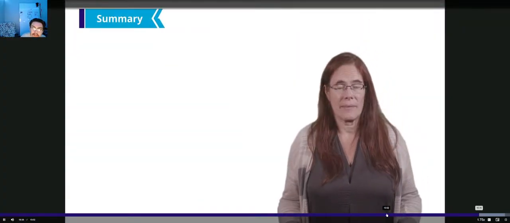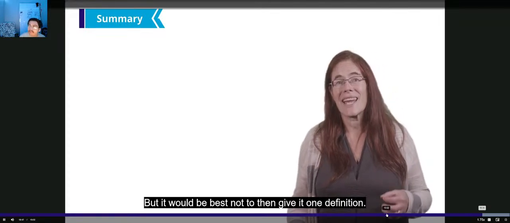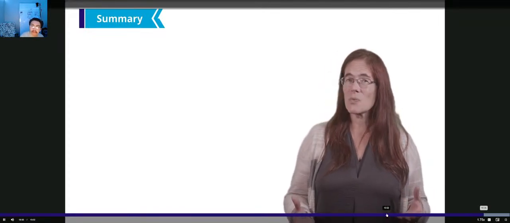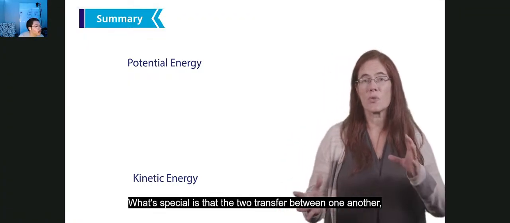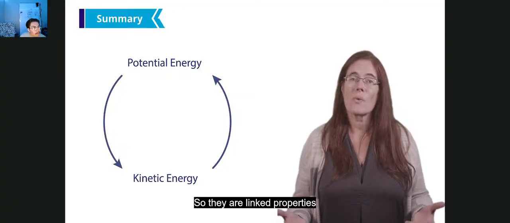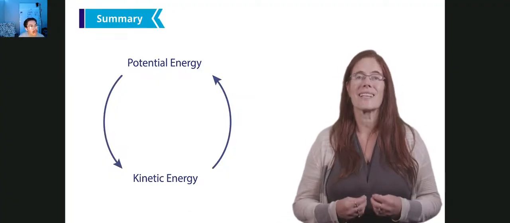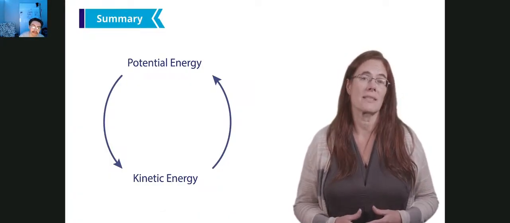So what is energy really? At this point, we've said that it's an extrinsic property of matter. But it would be best not to then give it one definition. Energy is really two things: kinetic energy and potential energy. What's special is that the two transfer between one another, from kinetic to potential, or from potential to kinetic. So they are linked properties that are together defined as energy. And work is the process of transferring them by a force acting for a distance.